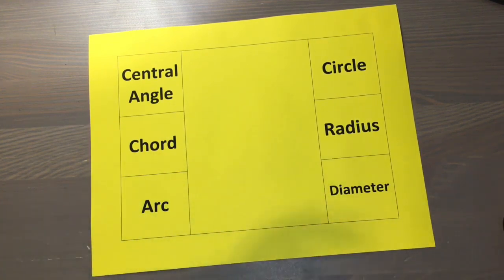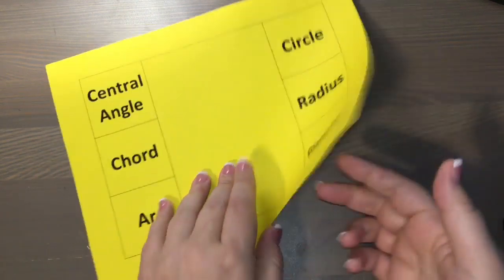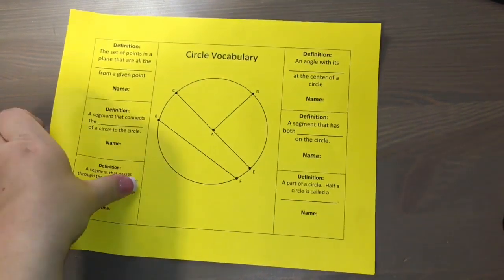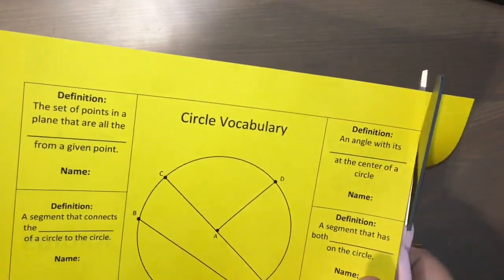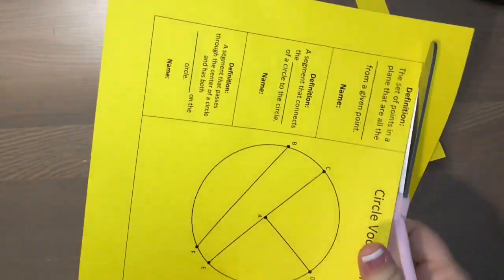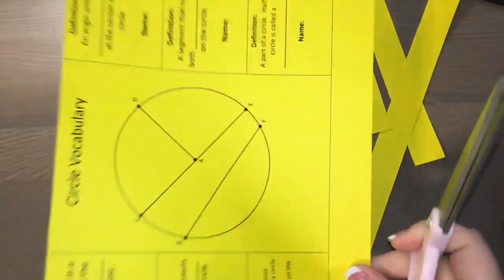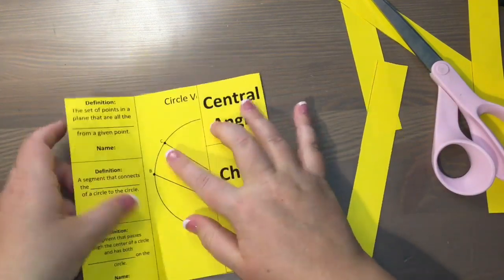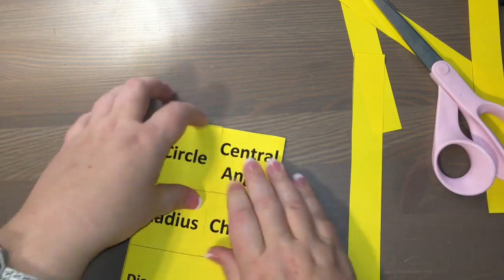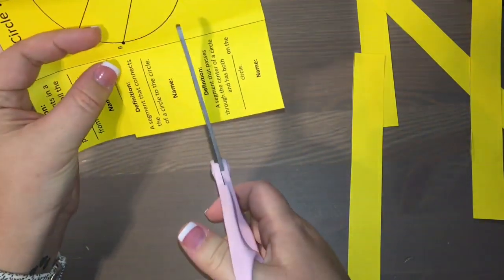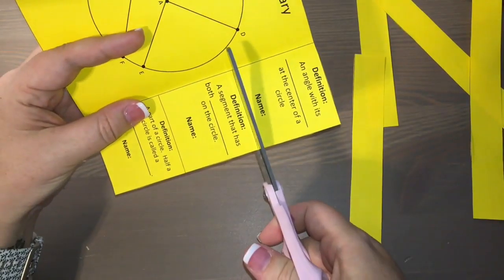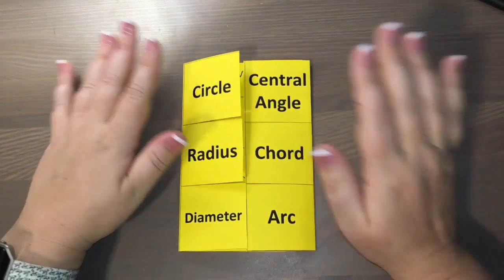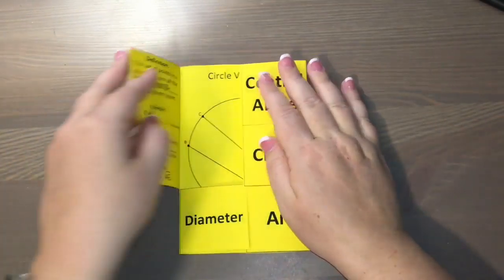So we're going to start off with some vocabulary. So you need to pull out this yellow sheet that looks like this. And then we're going to go ahead and cut that out, and then we'll start filling it out. Okay, so now that we have it all cut out, we're going to fill it out. And all of this is going to reference this circle in the middle.